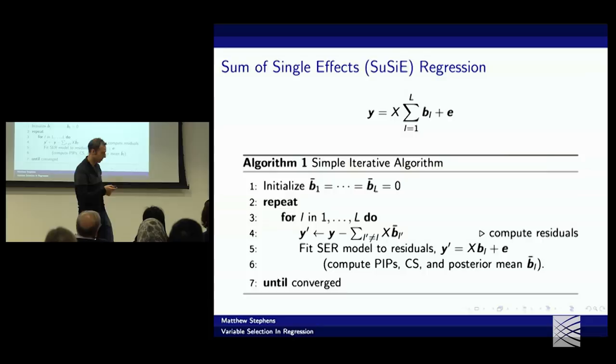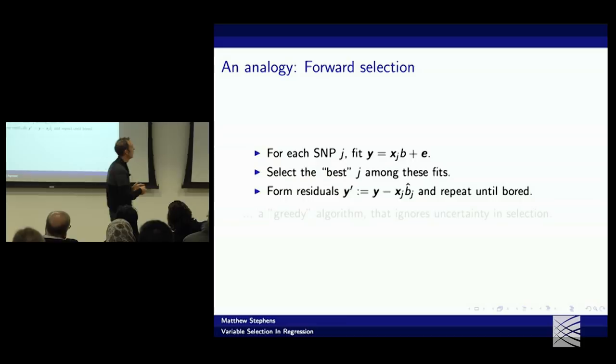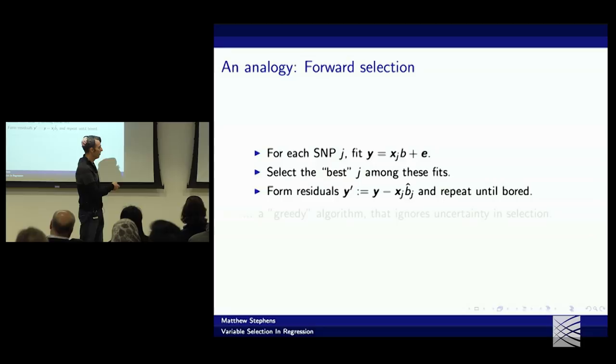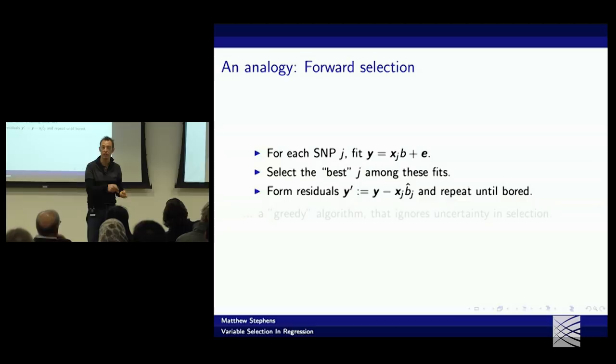So for those of you who found this algorithm not quite intuitive, let me give you an analogy. There's a very simple algorithm called forward selection. For each SNP, what happens in forward selection is that you do all the single SNP tests, and you pick the SNP that's best. You test each SNP one at a time, you pick the one with the smallest p-value, and you regress that out and form the residuals. Then you take your residuals and you do it again, and you keep going until you get bored. That is called forward selection.